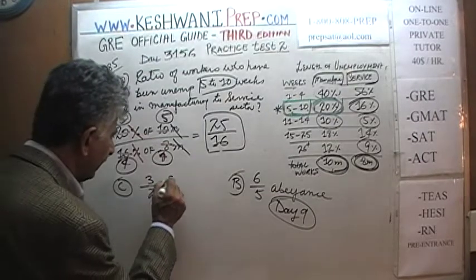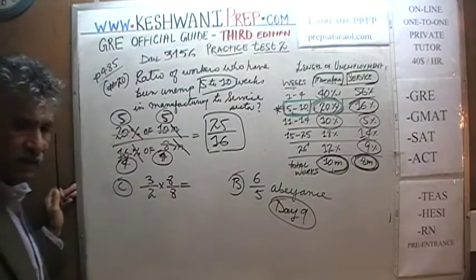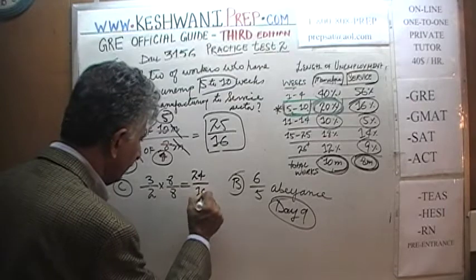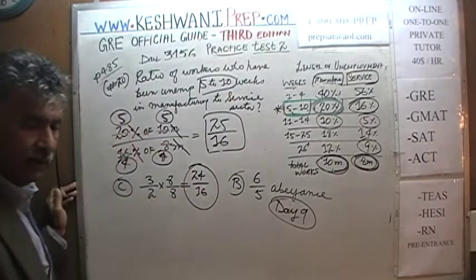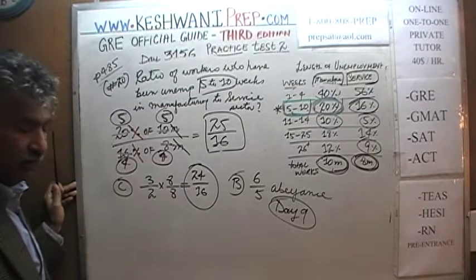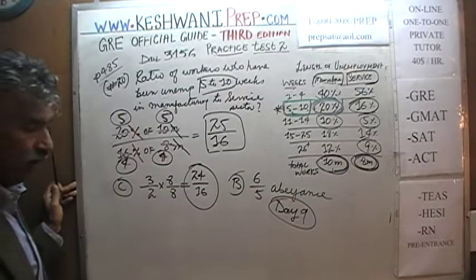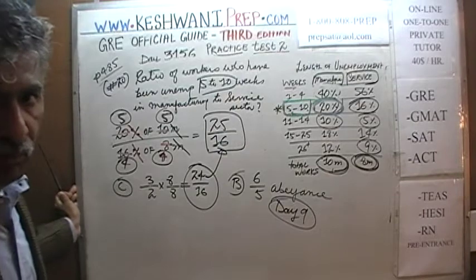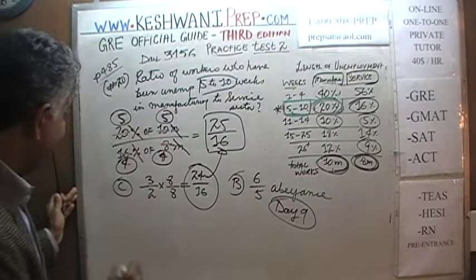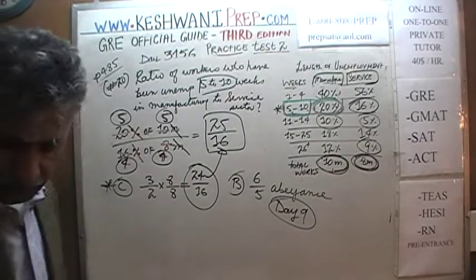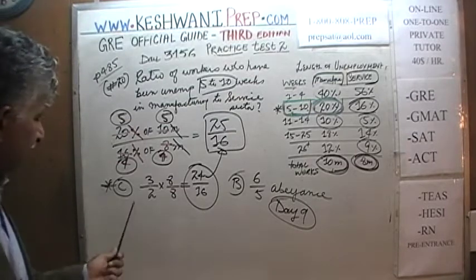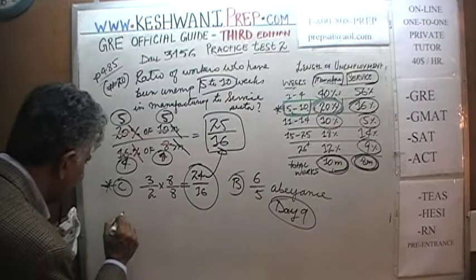Let's multiply top and bottom by 8. As we multiply top and bottom by 8, we get 24 over 16. And they're looking for the closest approximation, the closest answer. Would you agree that 24 over 16 is pretty close to 25 over 16? I would say C is a very good candidate. If I were taking the real exam, I wouldn't worry about B because B is just too insane. C is very good.